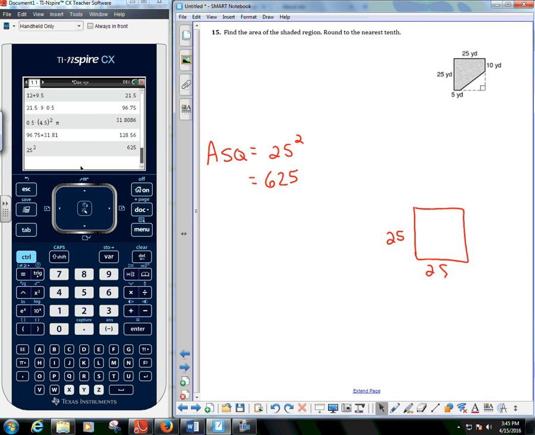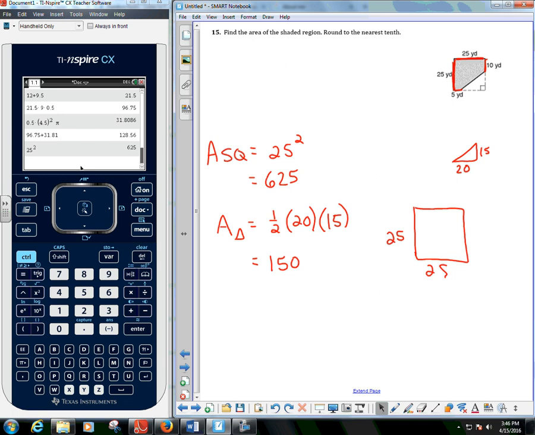And then I have to deal with this triangle right here. So I'm going to take this and bring it down. Well, if this right here is 10 and this right here is 25, that means that the height of my triangle is 15. And if this right here is 5 and this right here is 25, that means that this is 20. So I'm going to come over here and talk about the area of my triangle, which is going to be 1/2 base, which is 20, times the height, which is 15. Half of 20 is 10. 10 times 15 is 150.